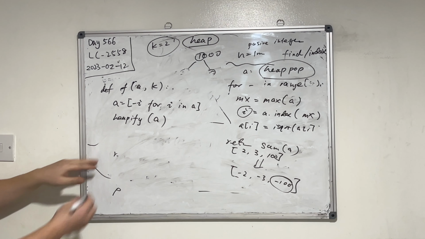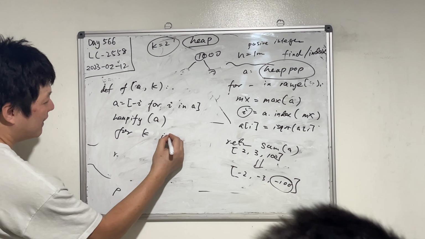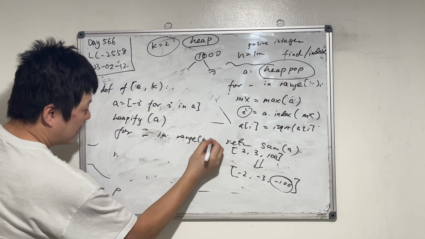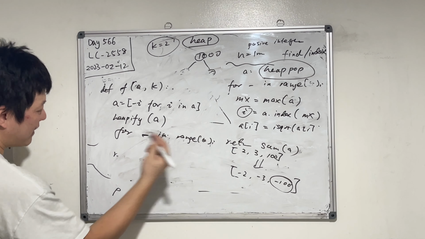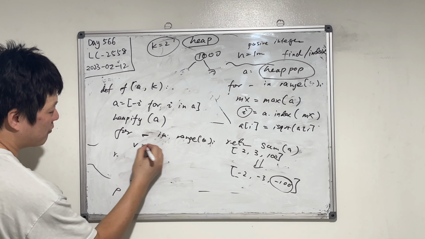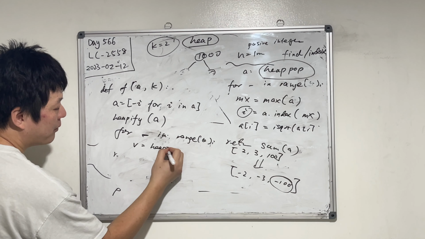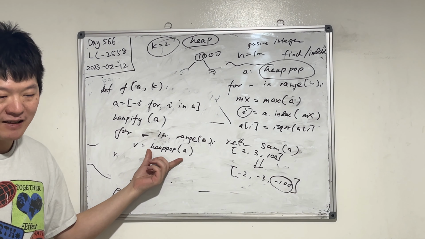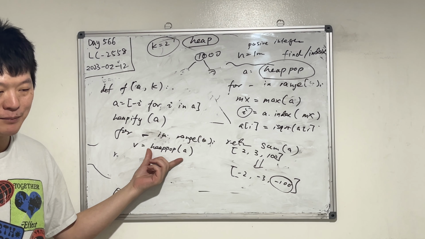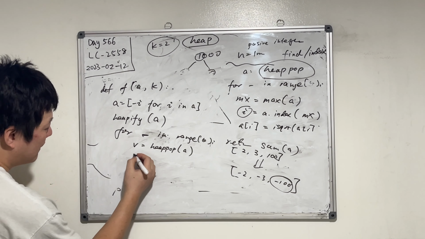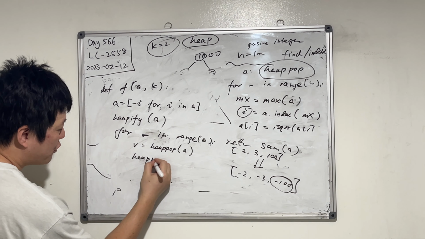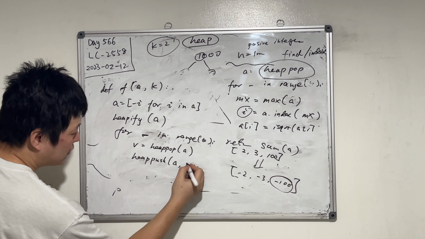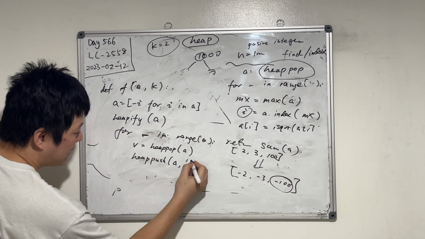Okay? And then now I can go through this K times: for underscore in range K. And then I need to take it out. So v equals heappop(A). I take this out, which is the negative. I need to make it positive again, right? Does it make sense? Then heappush(A, minus the square root of it).